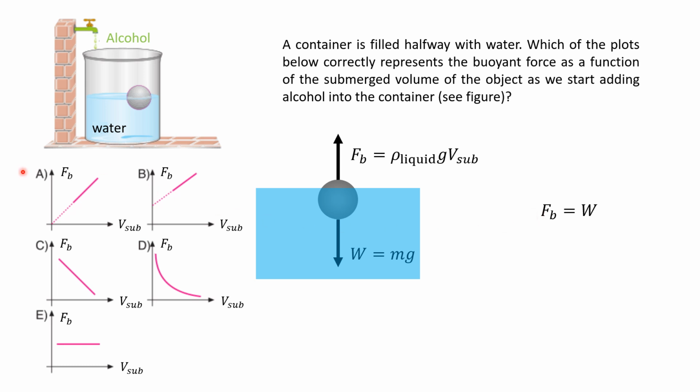So which of these graphs represents this situation? Well, here, let's look at A. Does A represent this? So if we increase the submerged volume, the buoyant force has to increase. Well, that's not the case, right? So the only correct answer is where the buoyant force stays the same. So none of these are correct. So the correct answer is E.